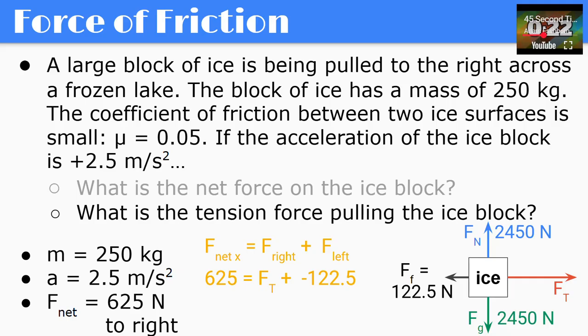this is what that looks like. My net force is 625. I found it just a second ago. It's equal to Ft plus my force to the left, which is negative 122.5. Okay, so when I go to solve for this, it's actually Ft minus 122.5. I'm going to add 122.5 to both sides, and that will give me force of tension of 747.5 newtons to the right. So my tension is 747.5. My friction's canceling out 122.5 of that, and that's how I get my net force of 625.